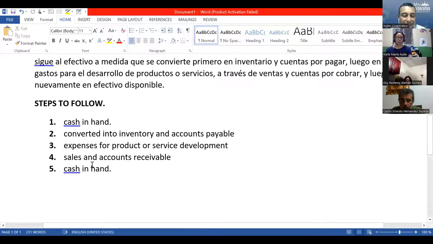Fourth, sales and accounts receivable. And fifth, cash in hand again. All right, thank you very much. This is very well explained.